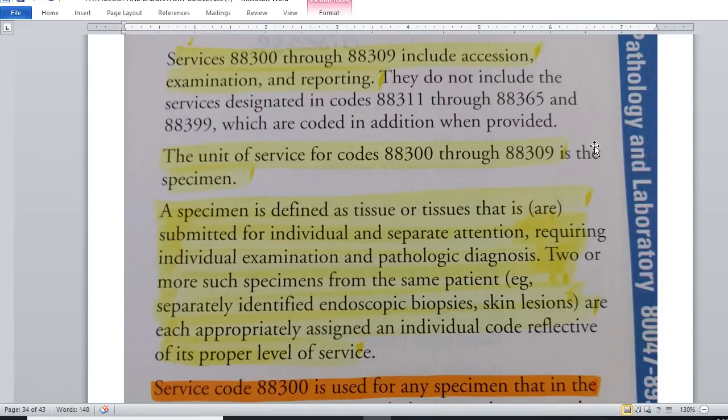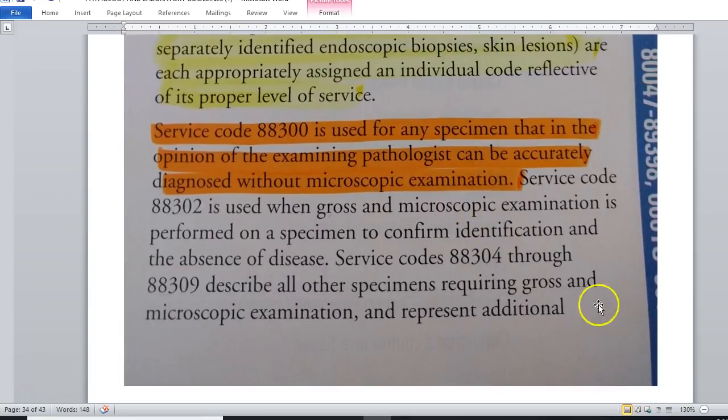Now, service code 88300 is used for any specimen that, in the opinion of the examining pathologist, can be accurately diagnosed without microscopic examination. Again, that's the gross examination only, so that might be done for something like a tooth. Service code 88302 is used when gross and microscopic examination is performed on a specimen to confirm identification and the absence of disease. So as we move up in levels, we are moving up in complexity. 88300 means we don't need to worry about it whatsoever. We're not even looking under the microscope. 88302, again, we're just making sure it's normal tissue.